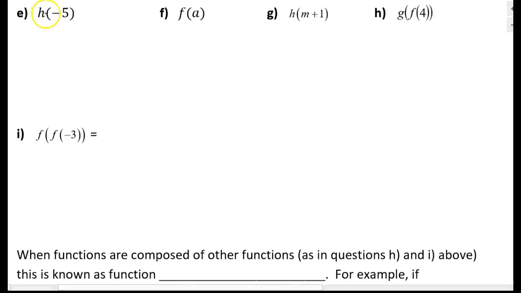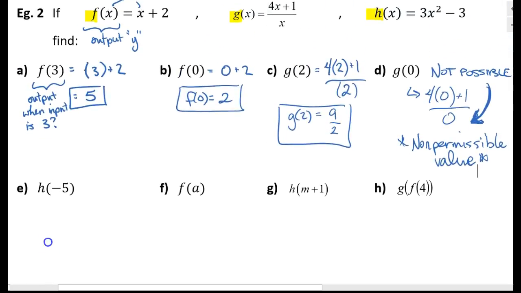We've got h of negative 5. I gotta make sure I keep track of what my functions are. So it's 3 times negative 5 squared minus 3. Now this square only impacts what's directly beside it, because there are no brackets around the 3x. It's just impacting the x. So I'm going to follow my order of operations, do exponents before multiplication. So I've got 3 times 25 minus 3, which then gives me 75 minus 3, or 72 is h of negative 5.